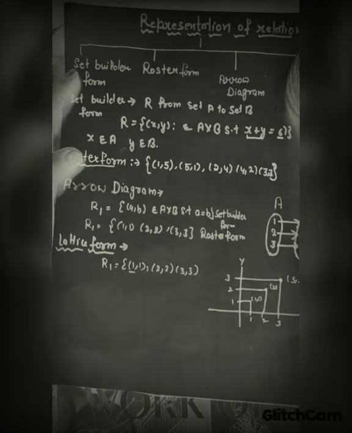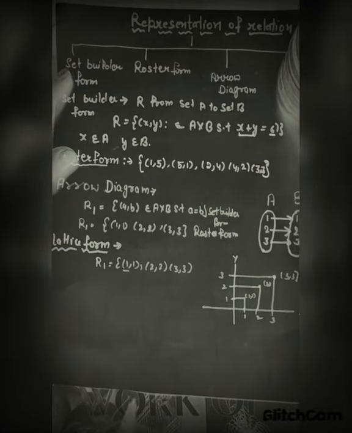So here there are four ways to represent the relation, and in the next video we will discuss the types of the relation.